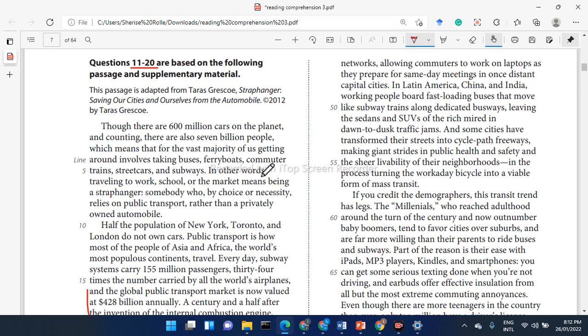Anyone else? The main idea. In summary, what is this talking about? About transportation. Go ahead.